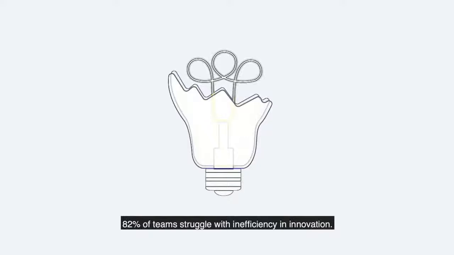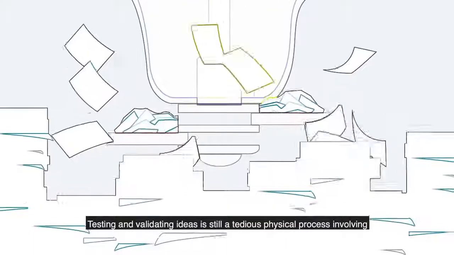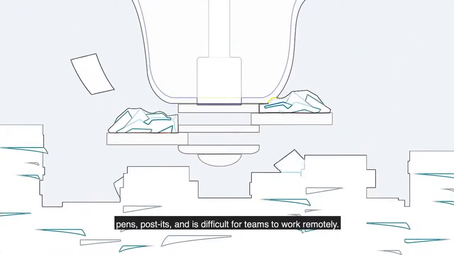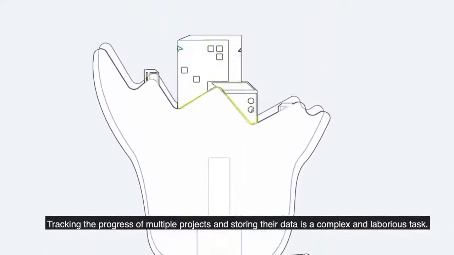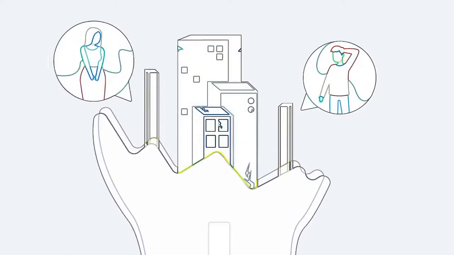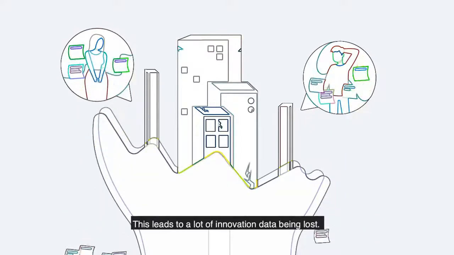82% of teams struggle with inefficiency in innovation. Testing and validating ideas is still a tedious physical process involving pens, post-its, and is difficult for teams who work remotely. Tracking the progress of multiple projects and storing their data is a complex and laborious task. Innovation teams also work on ideas in silos due to the lack of collaborative tools. This leads to a lot of innovation data being lost.